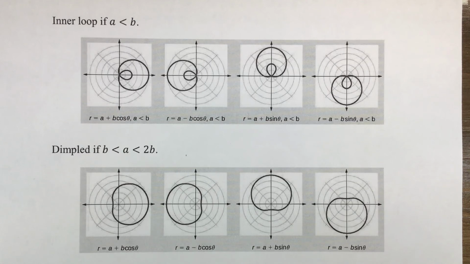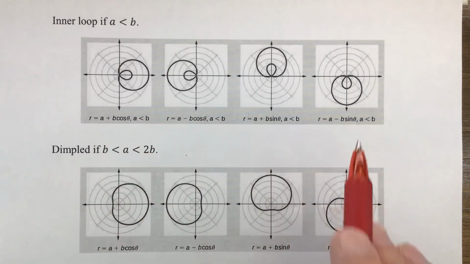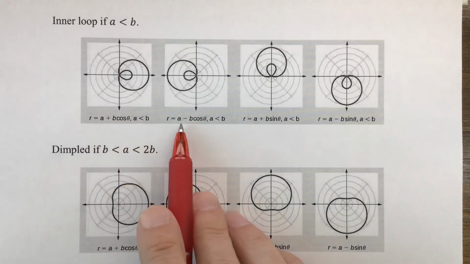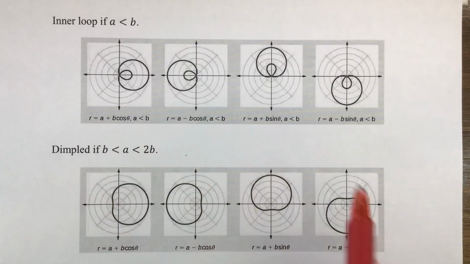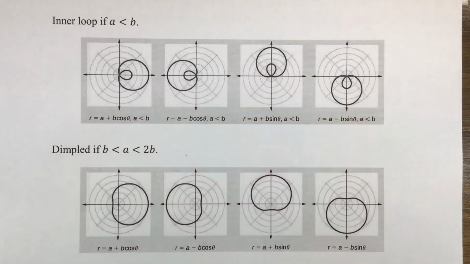Depending on how the equations are set up, you could have a cosine or you could have a sine. In addition to that, you can either have adding or subtracting. Based off of those combinations, with the A value still being less than the B value, you get these different orientations of the graph. So you could have that.